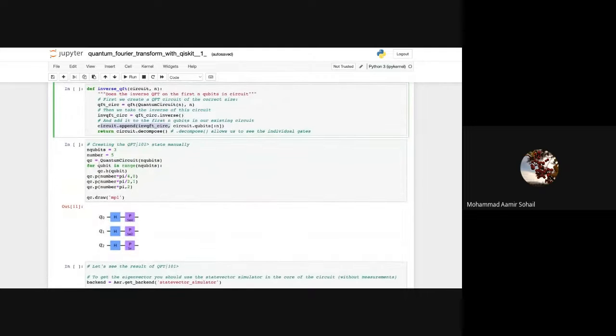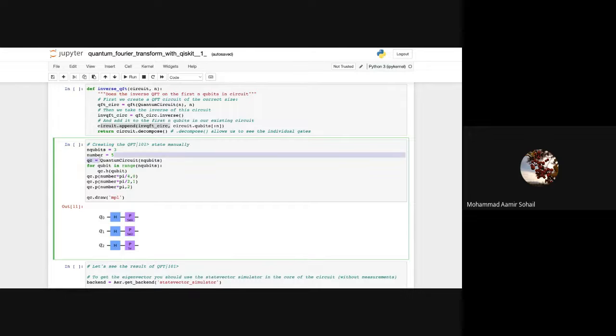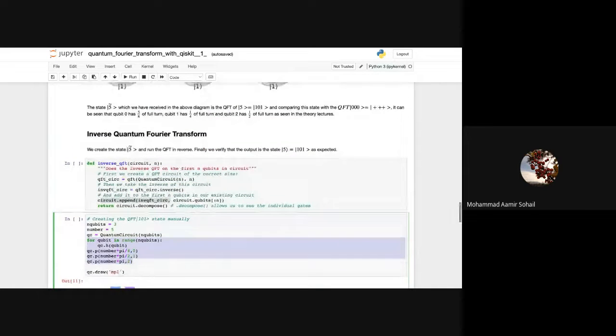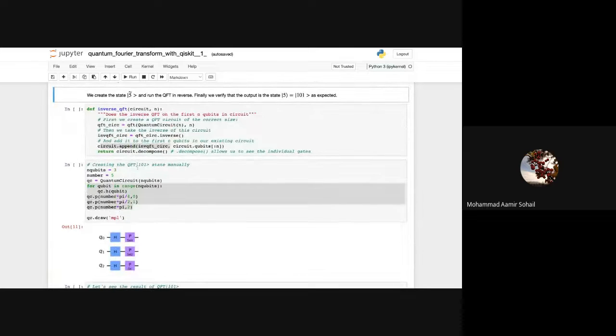So let's see here what this inverse QFT is doing. So we created this quantum circuit for 3 qubits, and here in this part we are creating the quantum Fourier transform of this 101 state. So that is 5 tilde, which is this 5 tilde here. So we are creating this quantum Fourier transform version of this 101 state manually. So we are not implementing this QFT circuit, but we know what the output looks like. So that's why we are creating this one on our own.